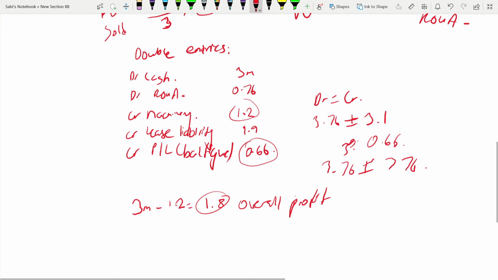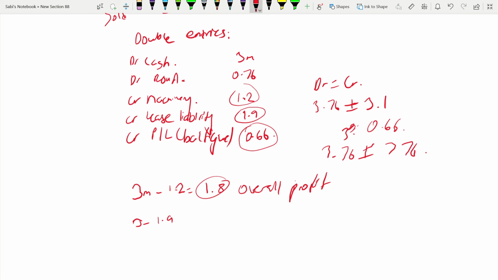Know both the methods. Okay, so you have sold it for 3 minus lease liability you have to credit. Right of use asset, 1.9 is also your right of use asset. So from 3 million that you have sold, deduct your right of use asset, divide by 3, into 1.8, the overall profit, and you will get 0.66. Why did we do this? To find the profit that refers to the rights that have been transferred to College. That's why.